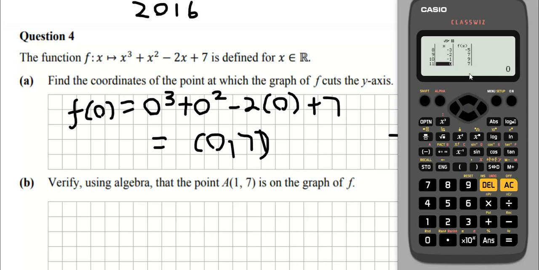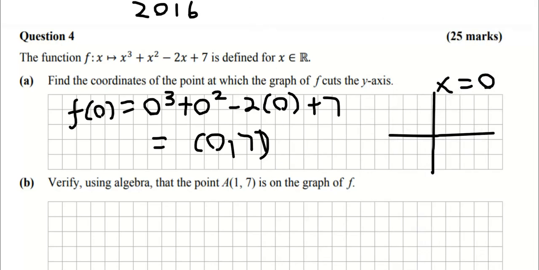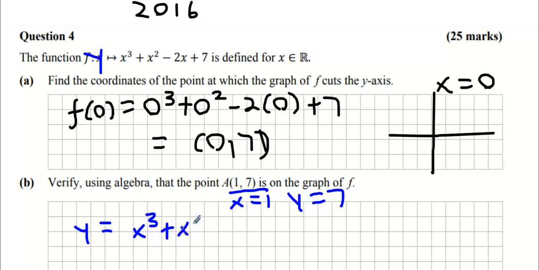Now, next thing, to verify that a point is on a graph or a line, you know the x equals 1 and y equals 7. So please remember that f of x is just another way of saying y. So this equation is very much just y equals x cubed plus x squared minus 2x plus 7. Replace y with 7 and then replace x with 1.